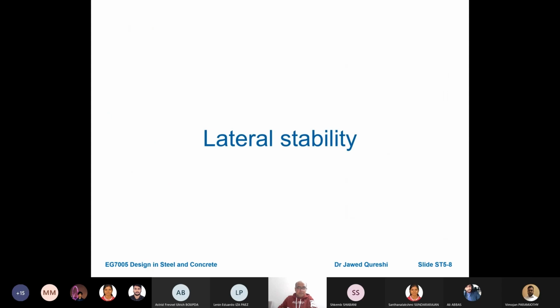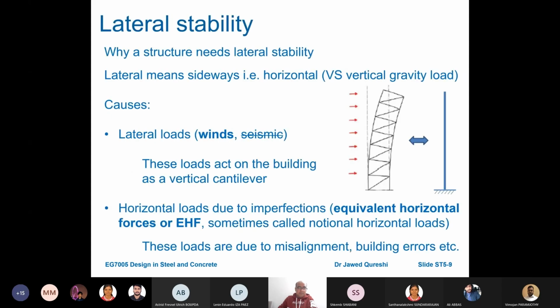Now, lateral stability. What does it mean by lateral stability? Why does a structure need a lateral stability system? Lateral means sideways or horizontal versus vertical gravity load. So gravity load is considered to be vertical and horizontal load is considered to be lateral. Now, what causes lateral loads? Wind and seismic action cause lateral loads. But in the UK, we don't have much seismic activity, so we almost don't design or teach the seismic effects. But the principle is literally the same.